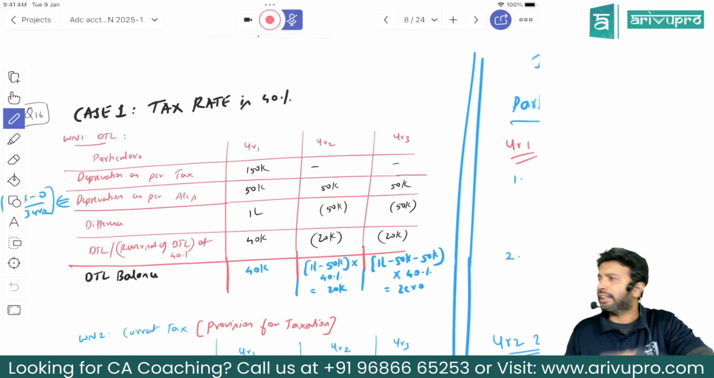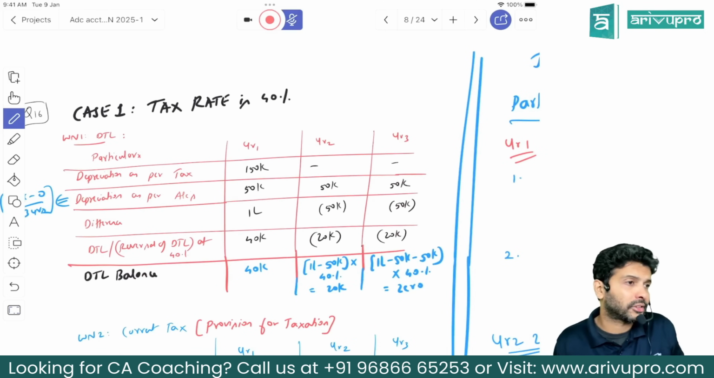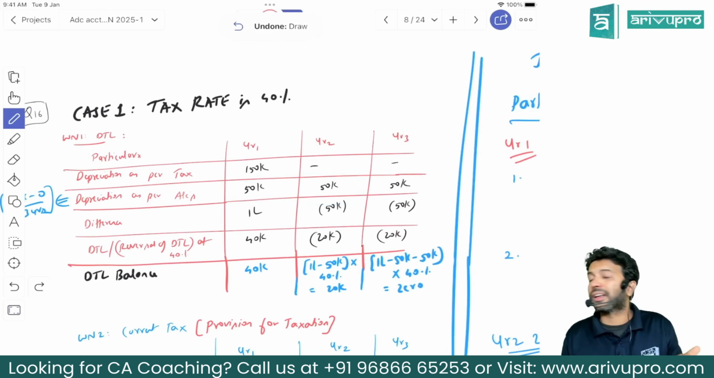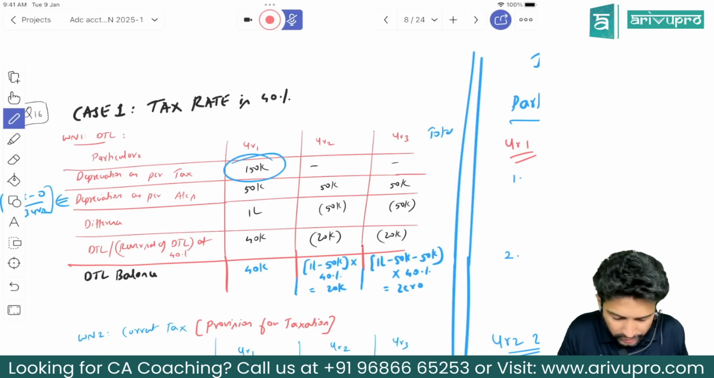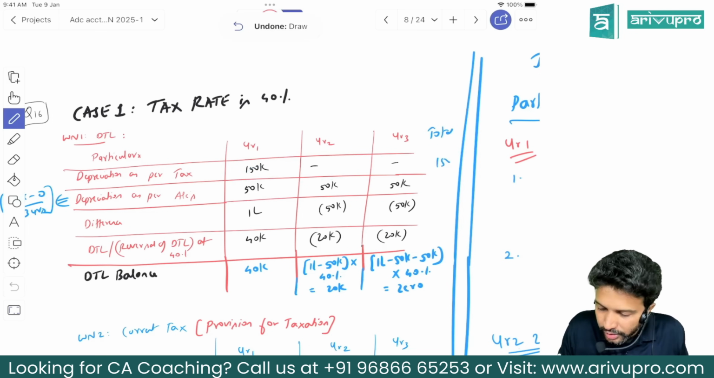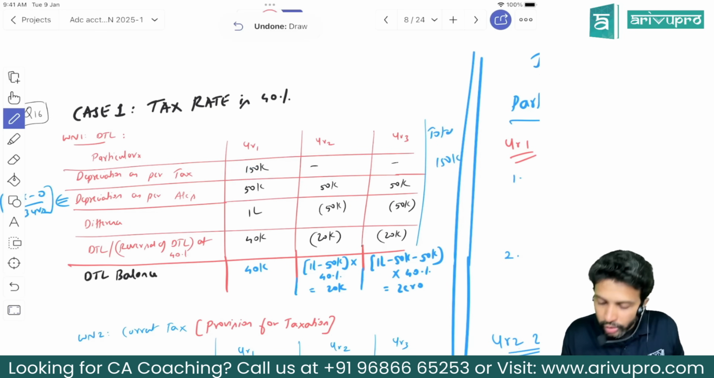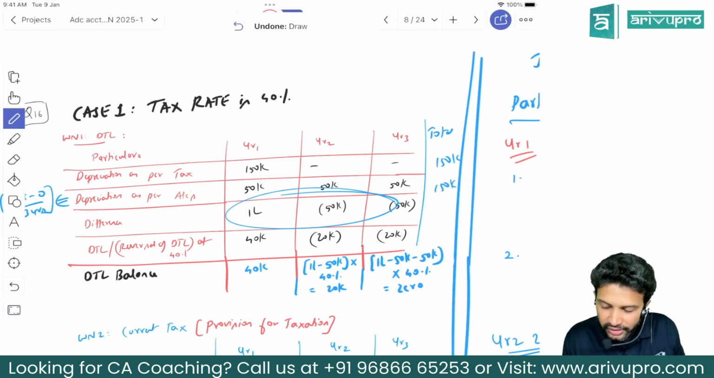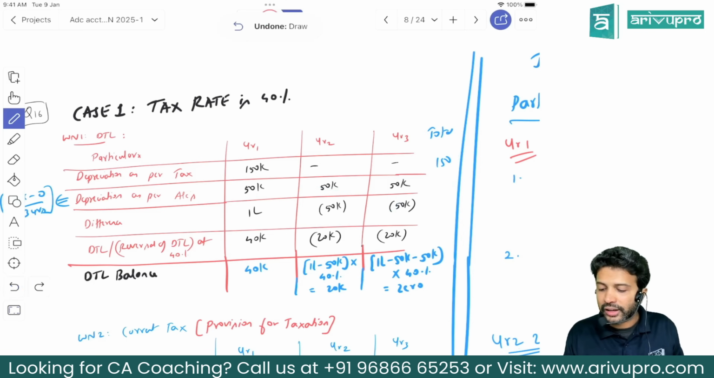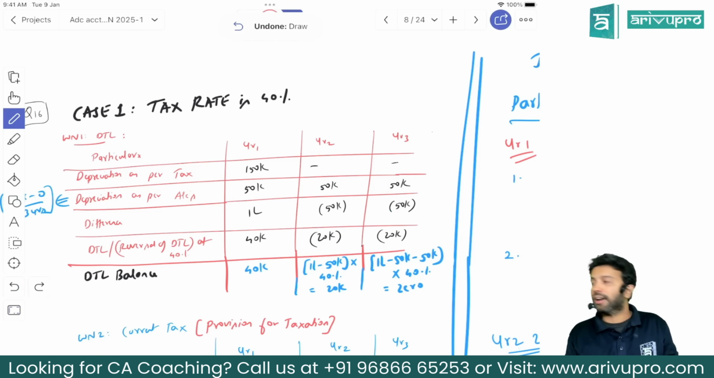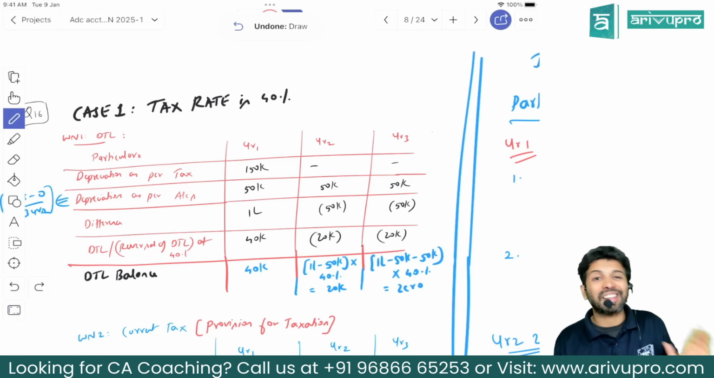If you just check, these are what? Permanent difference or timing difference? These are permanent difference or temporary difference? Temporary. How? Check the total if you want. What is the total depreciation as per tax? 1,50,000. What is the total depreciation as per accounts? 1,50,000. Year on year there is a difference, but at total level they are same. So this is an example of what sort of a difference? This is a temporary difference, or also known as timing difference.